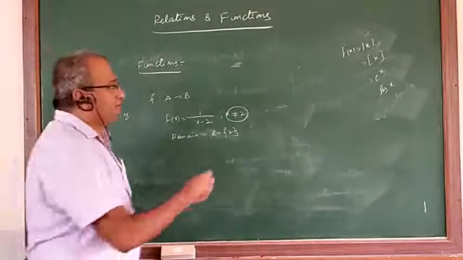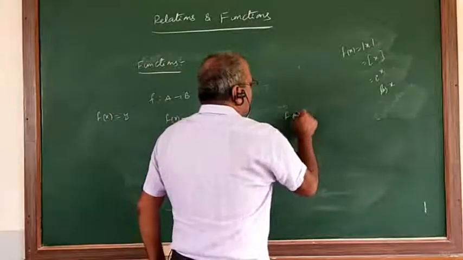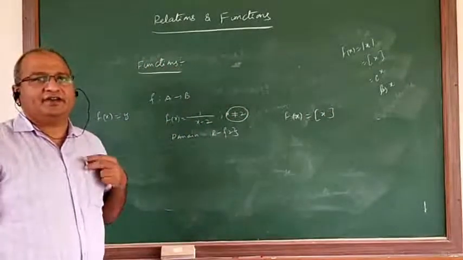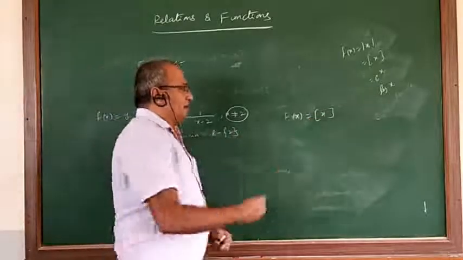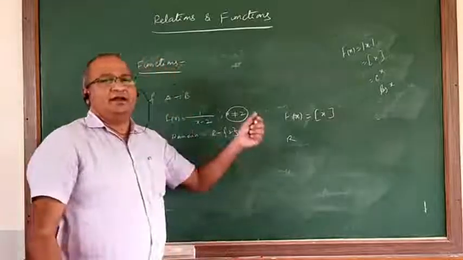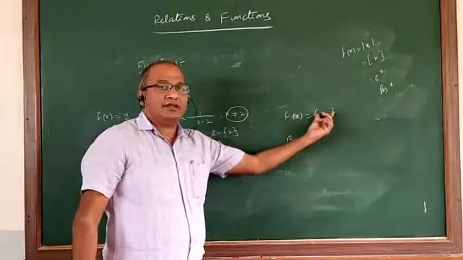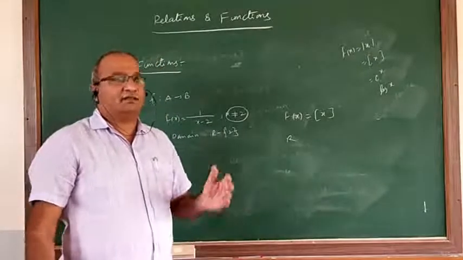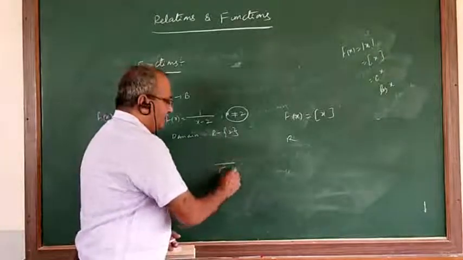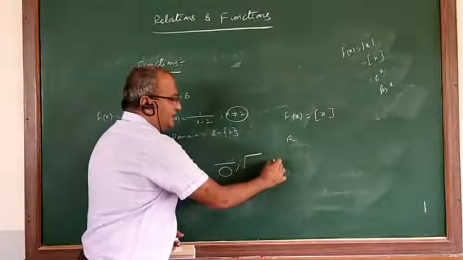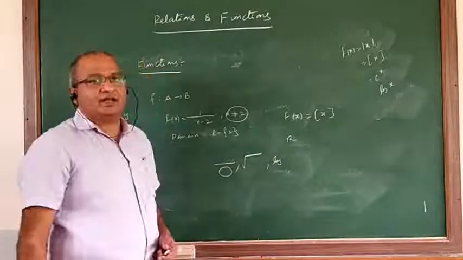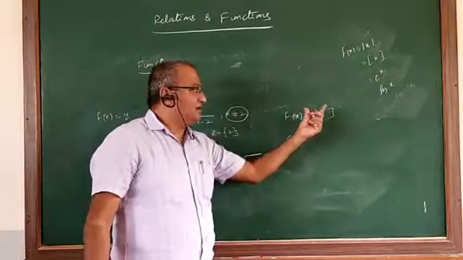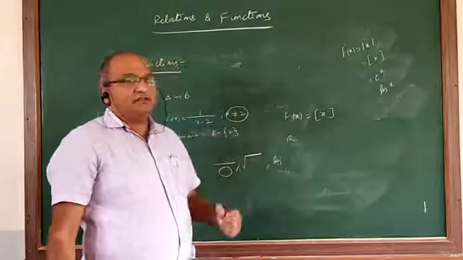For example, f of x is equal to step x is a function, the greatest integer function that you studied in the first year, with its definition and all. The domain of this one is R, because it is definable for all values of x. There are no constraints. Constraints will come when it is in the denominator, when it is under root, and when it is under log. So when it is not in the denominator, not under root, and not under log, the domain of this is R.